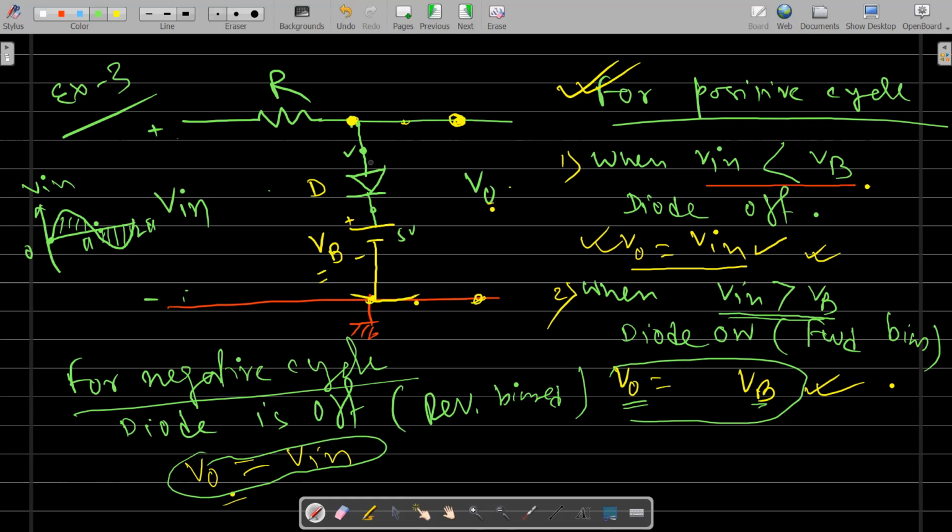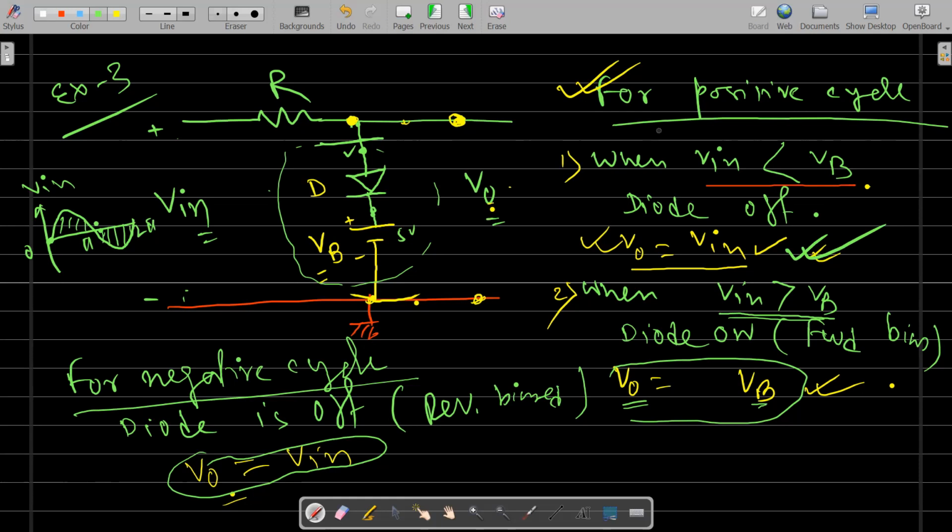So we have two cases. When V in is less than VB, the input signal, which is a sinusoidal, time varying waveform, is less than this battery voltage VB, of course, the diode will be off. Because this point voltage is less than 5 volt, for example, the diode will be off. And if the diode is off, this entire branch will be open. Because no current is flowing, simply V naught and V in are the same here.